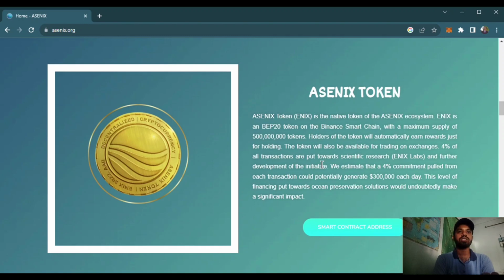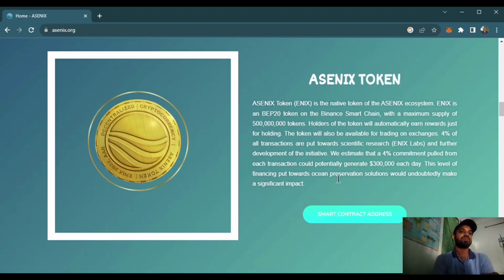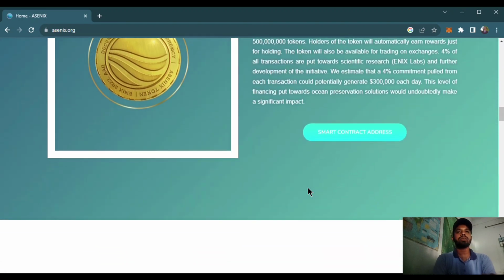4% of all transactions are put towards scientific research, which is in ANIX Labs, and to further development and initiatives. They estimated that the 4% commitment from each transaction could potentially generate 3 lakhs each day. This level of financing put towards ocean preservation solutions would undoubtedly make a significant impact. You can check their contract address from here.